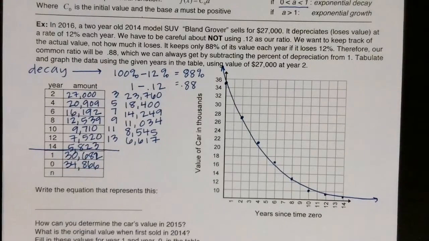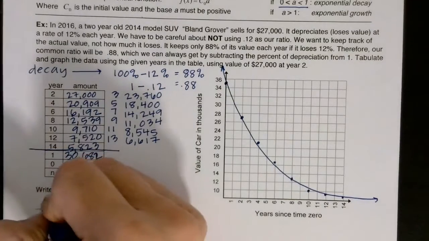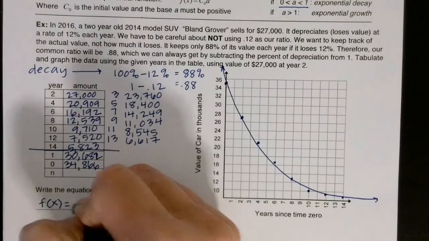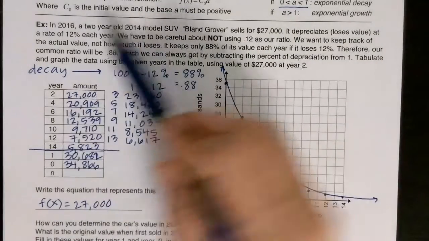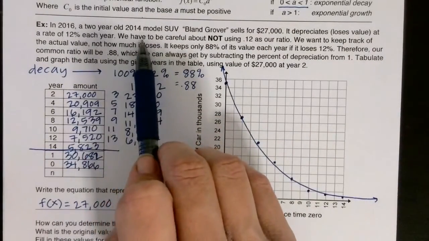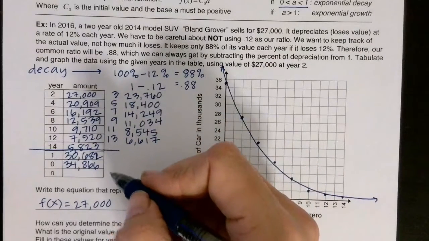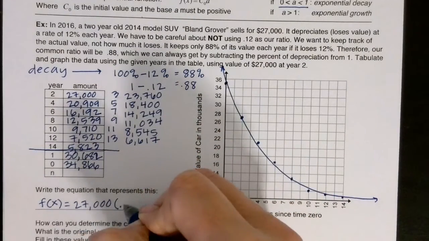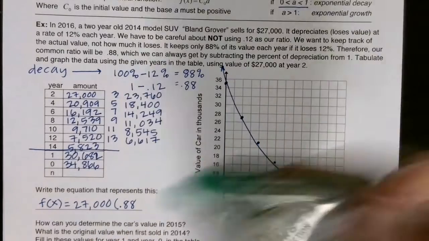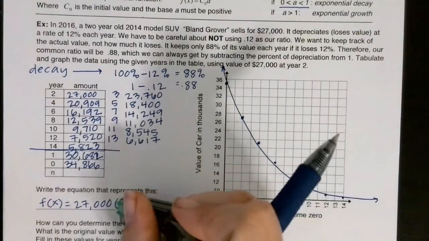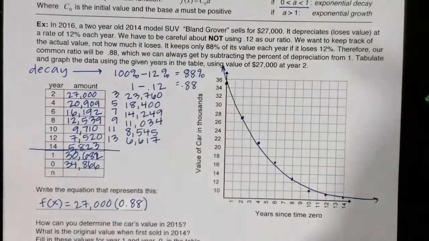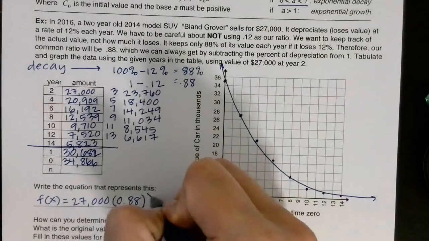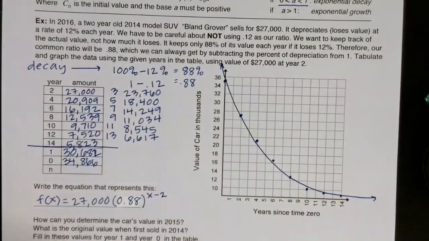So the question that we're asked is to write the function for this. f of x equals the initial amount, which in this case is 27,000 because they talked about that up here, okay? And then what's our rate? It is 0.88, and actually I'm going to go back here and write 0.88 because I'm pretty sure my HRW wants to write that. And then I'm putting x minus 2. And you're like, wait a minute, where did this minus 2 come from?